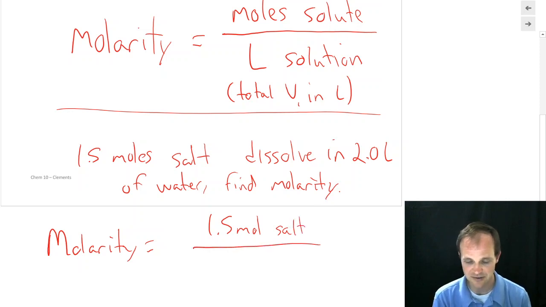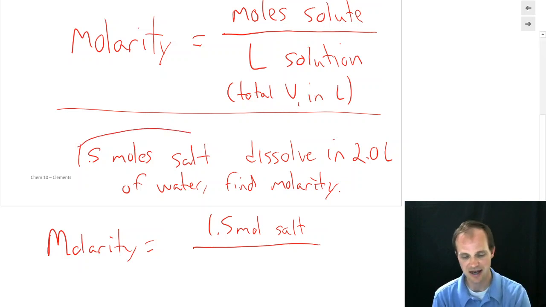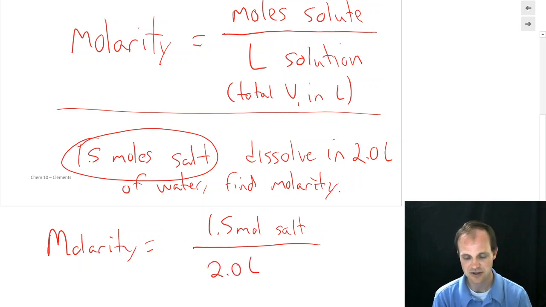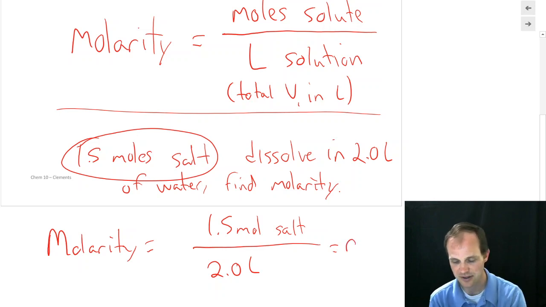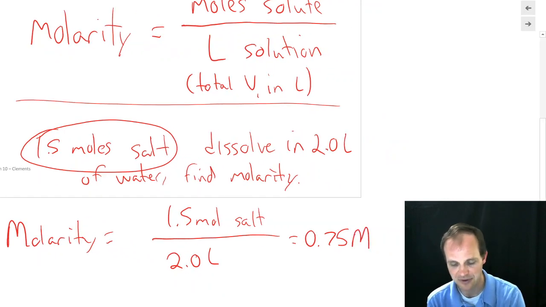over liters of solution. What's my solution? It's water plus salt. But remember, in this class, we're going to make the assumption that when we add salt to the water, we're not going to change the volume much. And so it's 2.0 liters. And so we have 1.5 divided by 2.0 is 0.75. And what do we put at the unit? We put a capital M. Right?